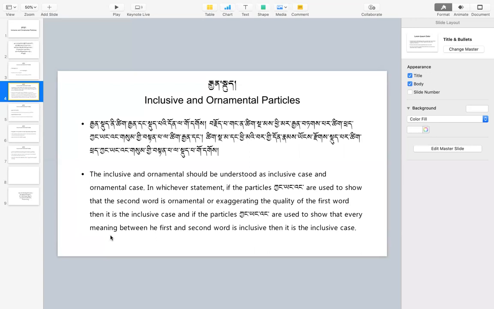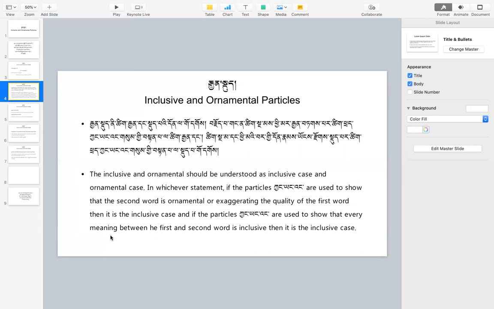So between the first and the second word, there is the particle of the ornamental case, which is used between two of these words. And the reason why this is used is so that the second word takes the description of the first word and then exaggerates upon it, meaning that it ornaments or it just increases the influence of the description over a certain thing.